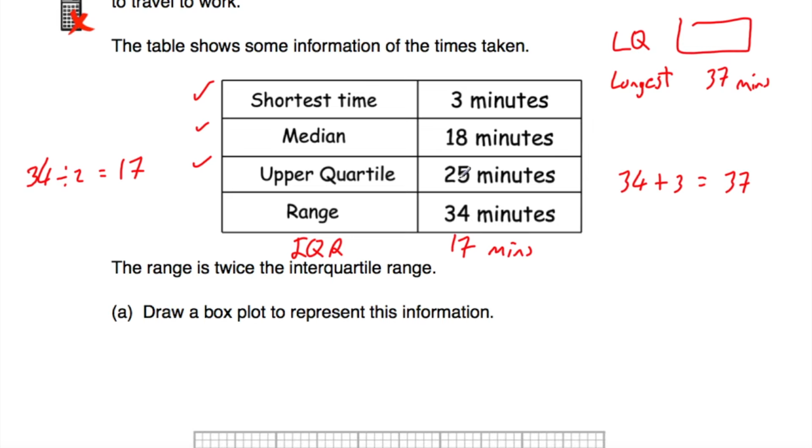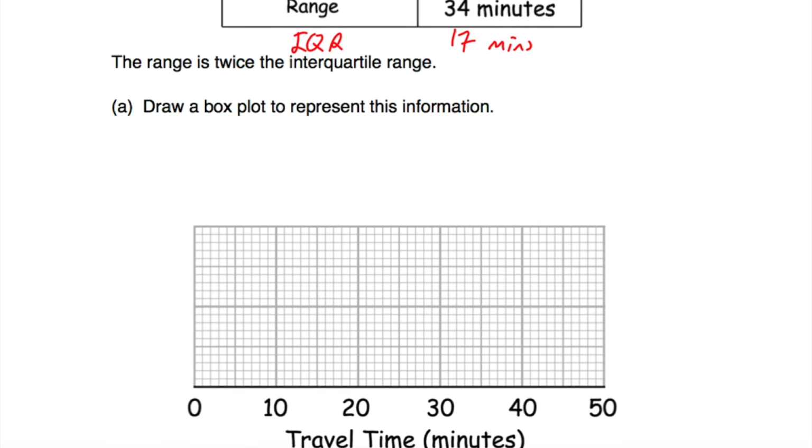So what do you take away from 25 to get 17? Well, that'll be 8. So that'll be 8 minutes. Because if we had 25 minutes and we take away 8 minutes, we get that's equal to 17 minutes in the quartile range. So that's it. We've got the 5 values that we need. We've got the shortest, the lower quartile, the median, the upper quartile, and the longest. So now let's draw our box plot and let's have a look.